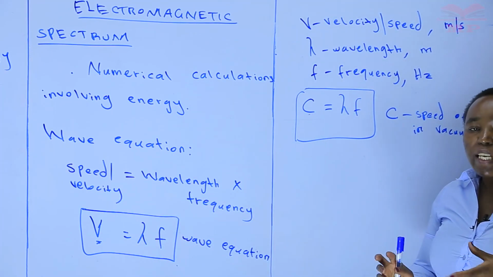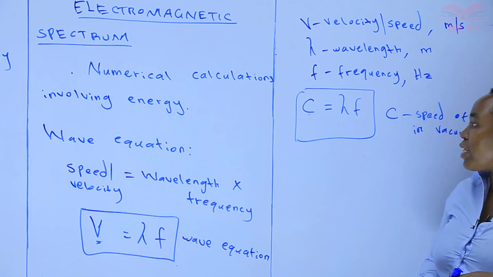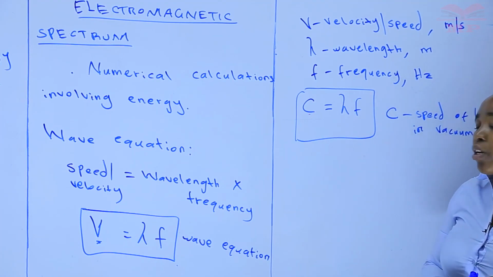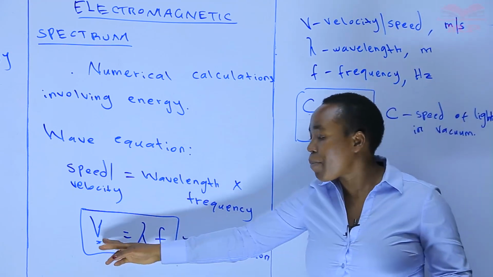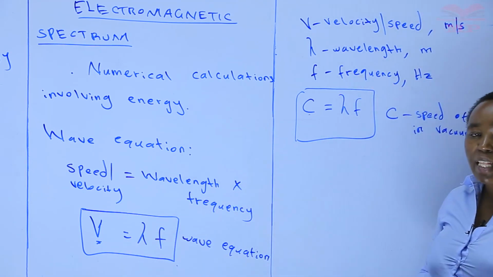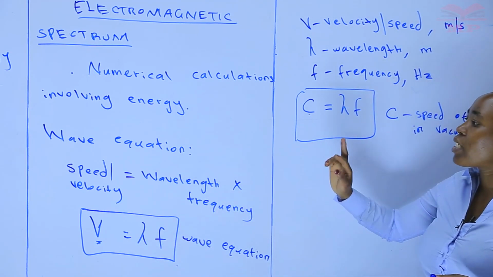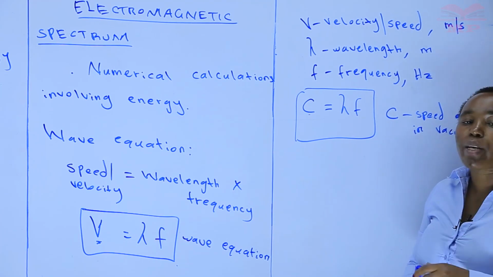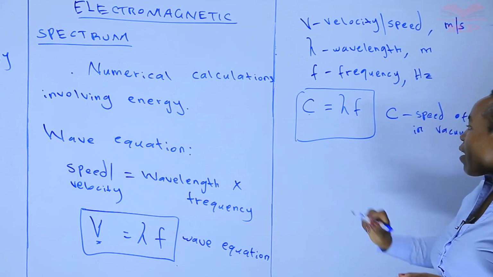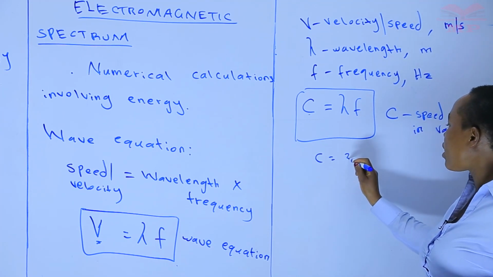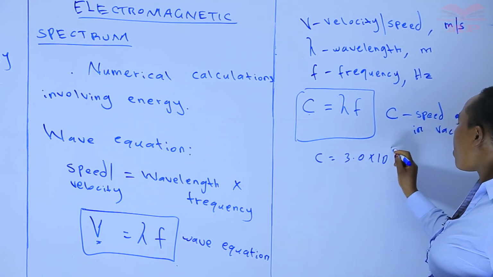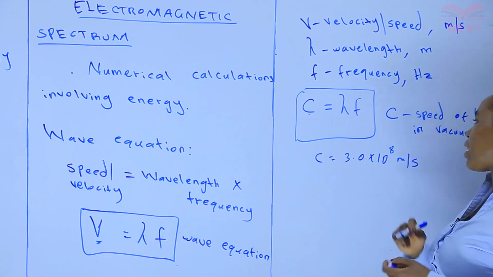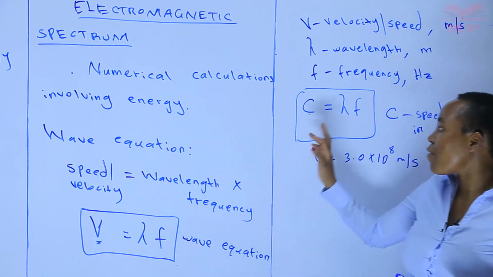Even if you are not given the value of C, or sometimes V, in the question, you should know that all electromagnetic waves travel with the speed of light, and therefore C will always be 3.0 times 10 power 8 meters per second. So this is our wave equation.